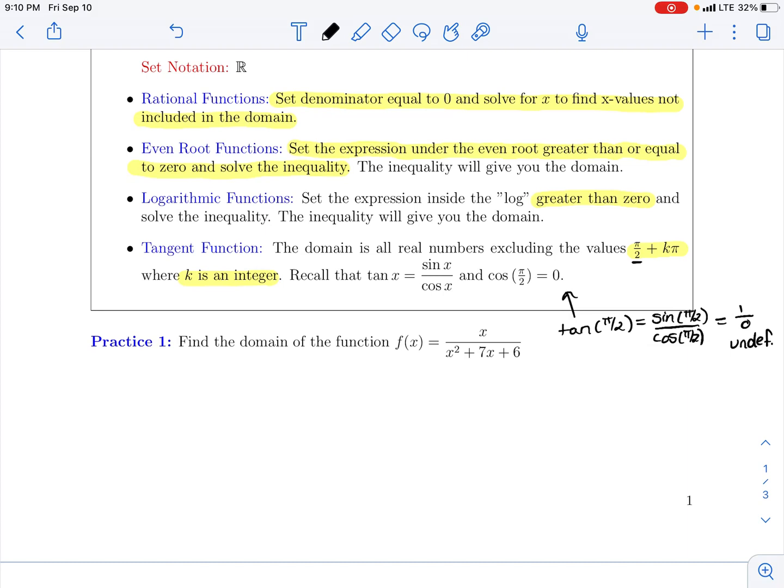Okay, so that's why I'm saying that pi over 2 is definitely not in the domain of our tangent function, but in fact it's not just pi over 2, but its multiples. It's pi over 2 plus multiples of pi. So in other words, 3 pi over 2, for example, wouldn't work. 5 pi over 2, for example, also wouldn't work. So all of those values would be excluded from the domain of tangent.